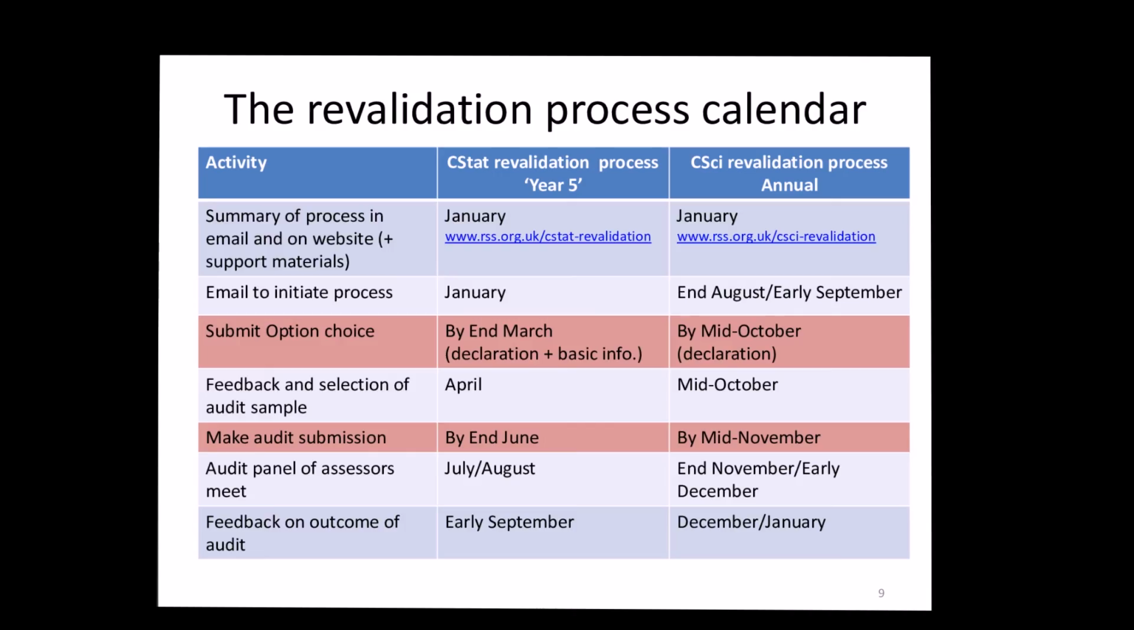Now, the selection of members for audit will be in part risk-based and in part random selection. We may vary the percent selected for audit, but typically we select between 10 and 15%. Those selected for audit will be notified and will be required to make their audit submission by the deadline stated, and the panel of assessors will then meet and provide specific feedback on the audit submission to those selected for audit.